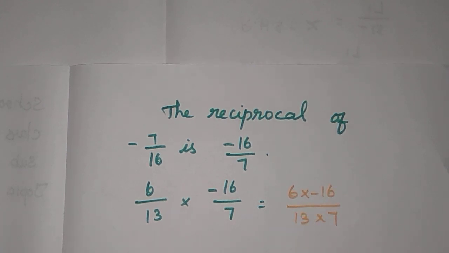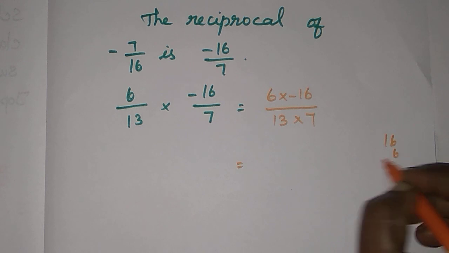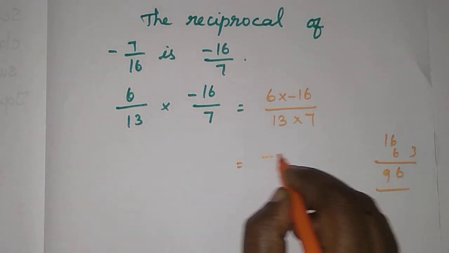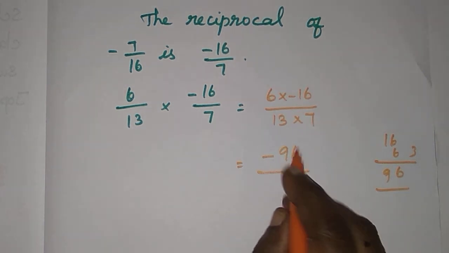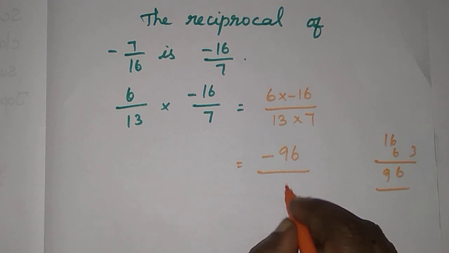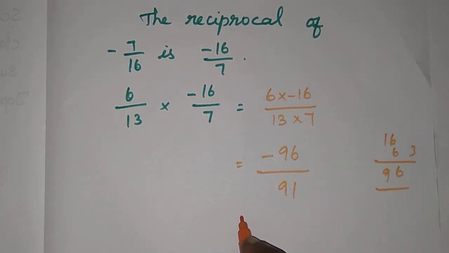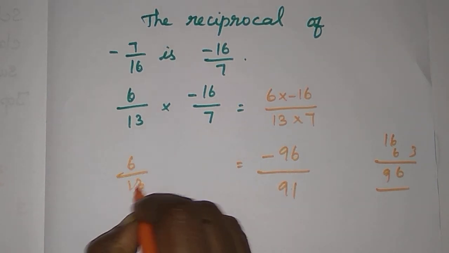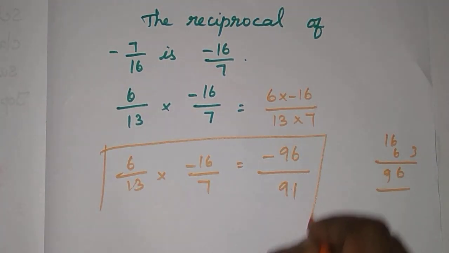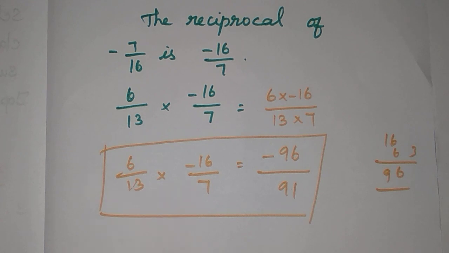Now multiply this, 16 into 6. What do we get? 6 sixes are 36, carry 3, 96. Okay, minus 96 divided by 13 into 7, which is 91. Okay, this is the answer. So 6 by 13 into minus 16 by 7 is equal to minus 96 by 91. Okay, this is the solution of the equation.